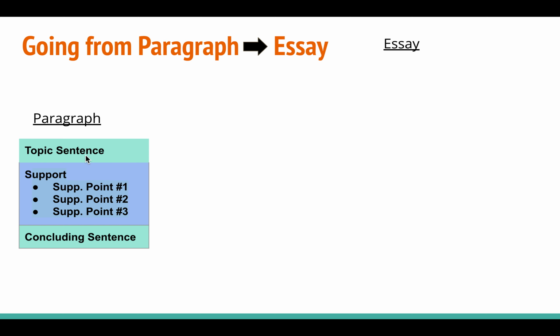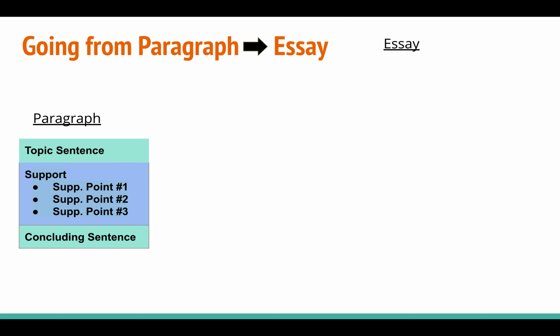We know that a paragraph begins with a topic sentence, and that topic sentence tells the main idea. This main idea tells the reader what the entire paragraph will talk about. Then after the topic sentence, we have support. So we may have 2, 3, or 5 supporting points. Each of these has a connection to the topic sentence. Then lastly, we have the concluding sentence, and the concluding sentence summarizes the paragraph and brings the paragraph to a close. So we know this already about the organization of a paragraph.